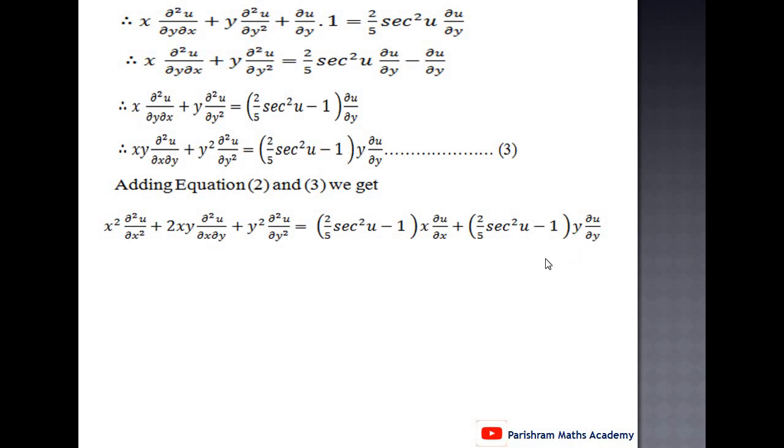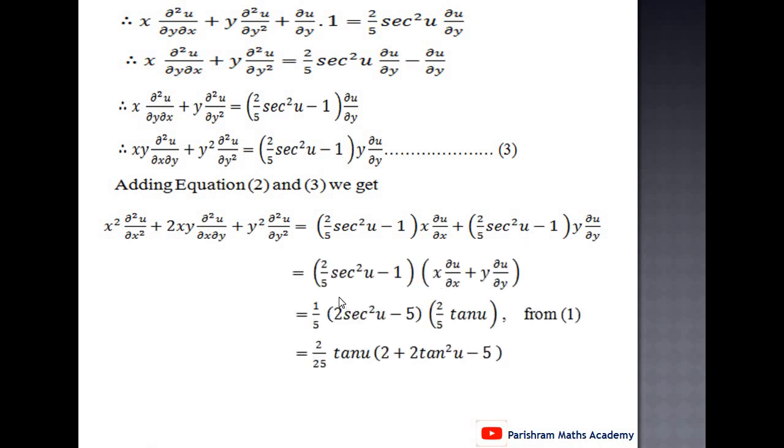Then from the right hand side, we can take this bracket term as common. We get 2/5 (sec²u − 1) times the bracket x ∂u/∂x + y ∂u/∂y. But from equation number 1, the value of this bracket term is 2/5 tan u.